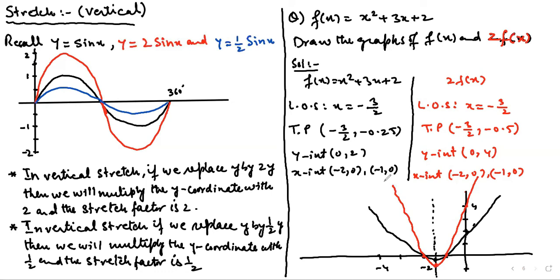Is there any confusion now? So this sketch will be a rough sketch. Yes, a sketch is always rough. It should not be exact, left and right both. Now we will summarize the stretch. Horizontal stretch, vertical stretch.